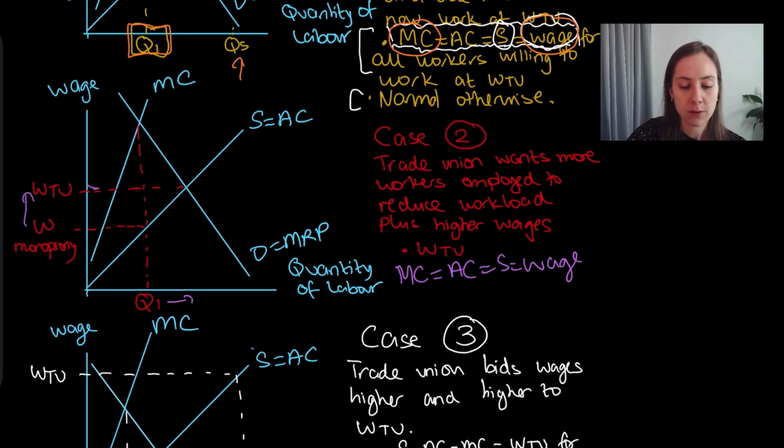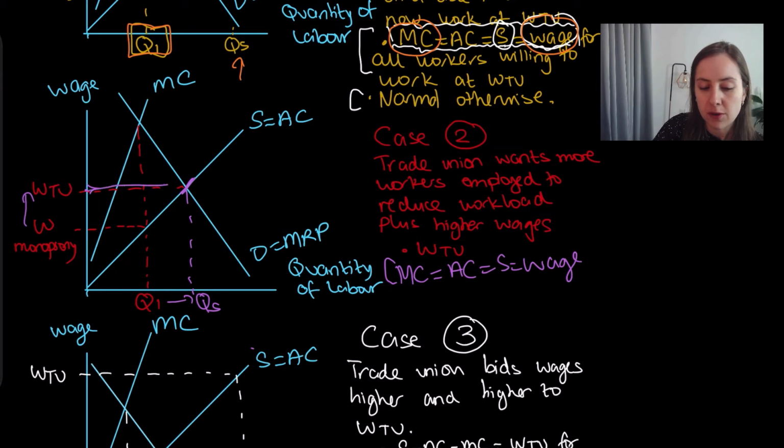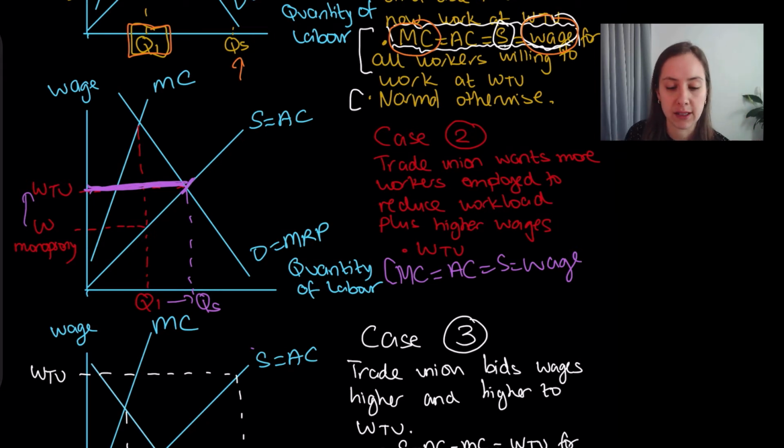So I go across from the W trade union, I find the supply curve, and that's how many people are willing to work at WTU. I'm going to call that QS for now. All of these people will then have to follow this rule, where your MC, your AC, and your supply equals the wage. So for all these people, the new supply curve is going to equal the wage rate. Always, always, always. So all these people have a supply curve like that.